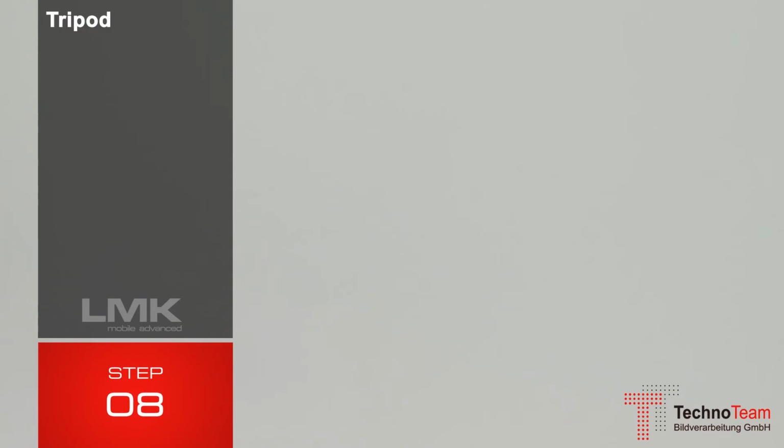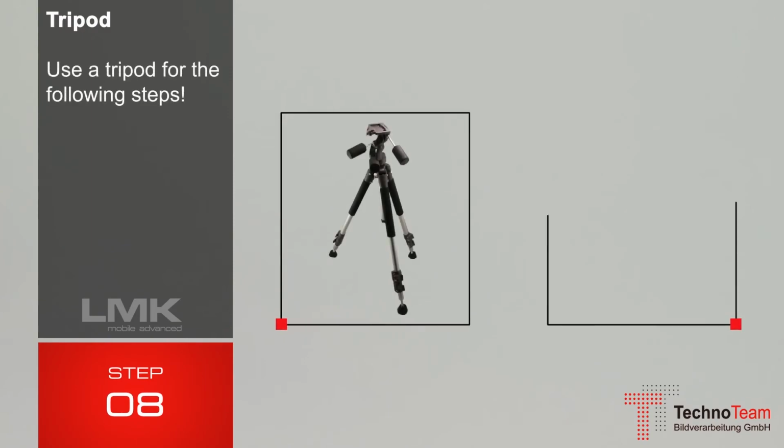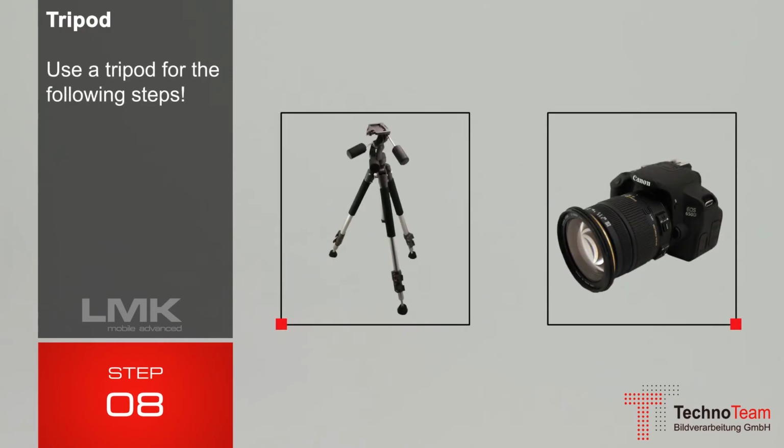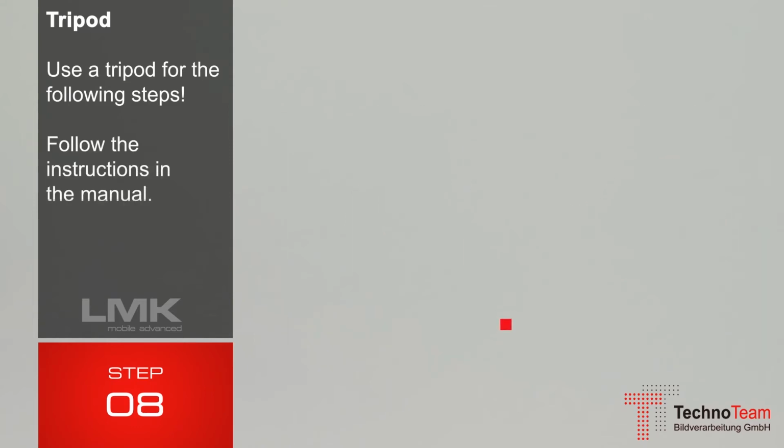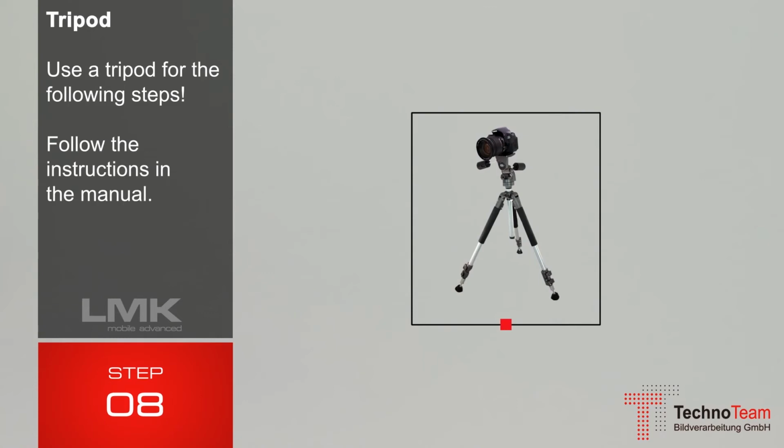Step 8. For the following steps it's recommended that you set up your camera on a tripod, because the following adjustments really depend on the scene you are trying to shoot. If you don't know how to connect those two devices, just follow the instructions of the tripod manual.